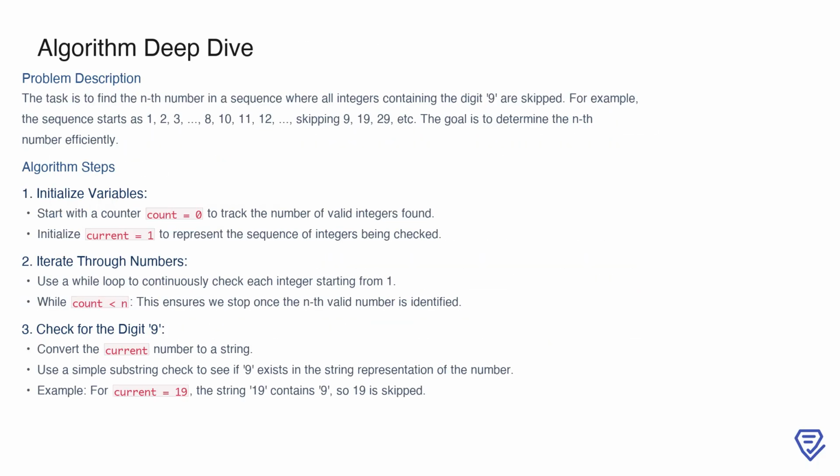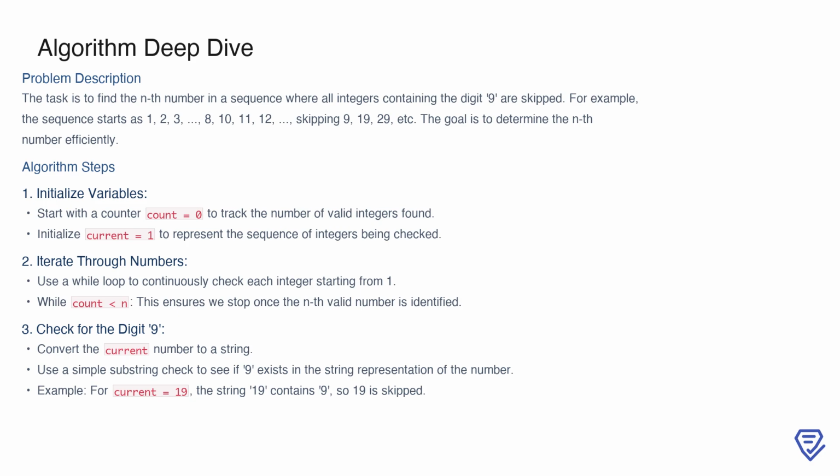In this problem, we are tasked with finding the nth number in a sequence where all integers containing the digit 9 are excluded. For example, the sequence begins as 1, 2, 3, up to 8, then skips 9 and continues with 10, 11, 12, and so on. The challenge is to determine the nth valid number as efficiently as possible.